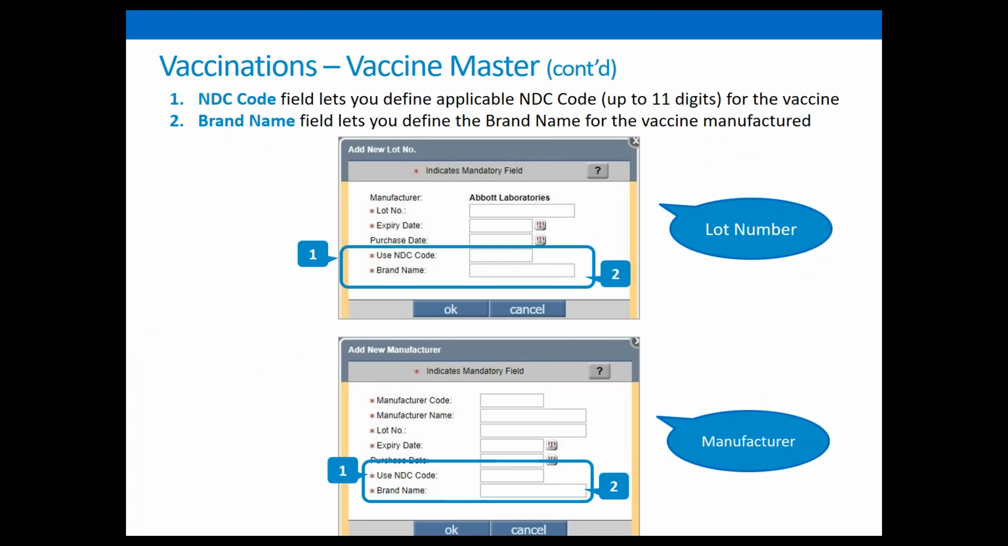Also, at the vaccine master level, if you are creating a new manufacturer or a new lot number, you will now need to include NDC and brand. Those are mandatory.